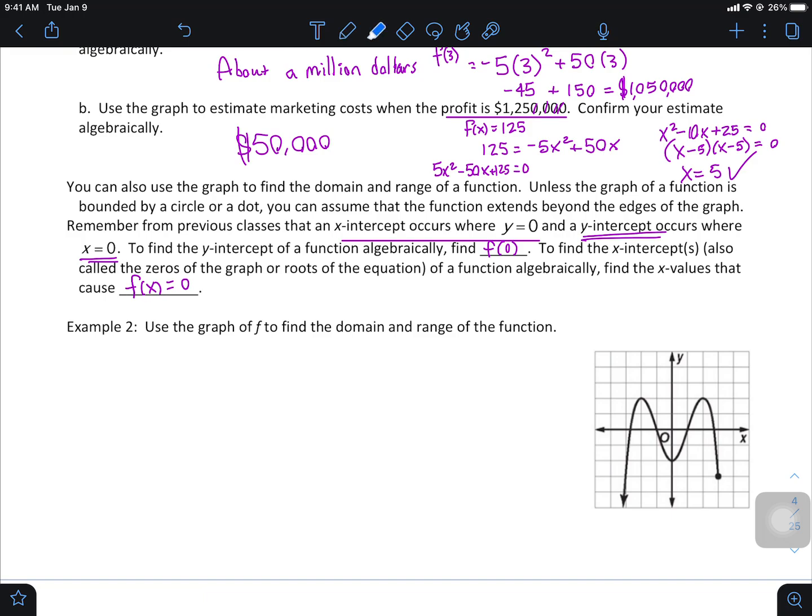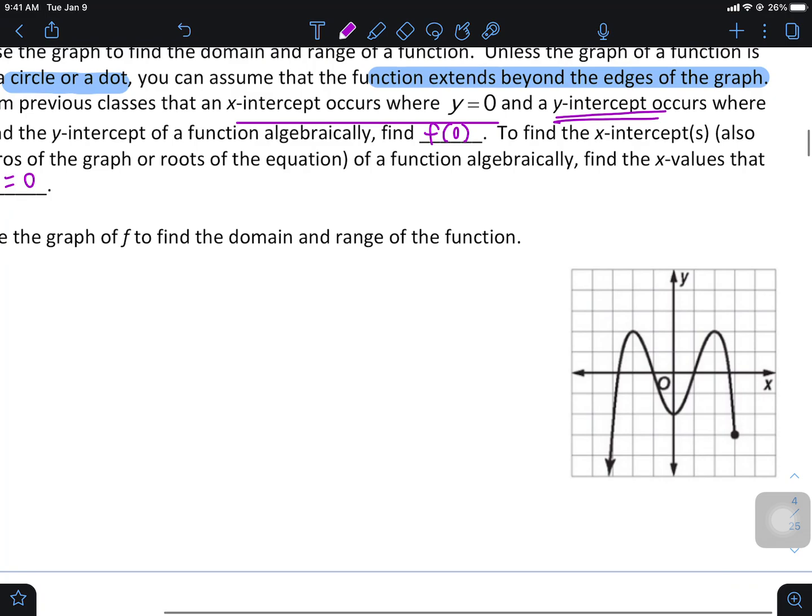The big thing you want to take away from this paragraph is you need to just pay attention. Unless a graph of the function is bounded by a circle or a dot, you can assume that the function extends beyond the edges of the graph. So it's going to keep going past the arrows, and that will affect how we do domain and range. So our domain is the set of x values that are available in this function here. I usually just draw little arrows here.